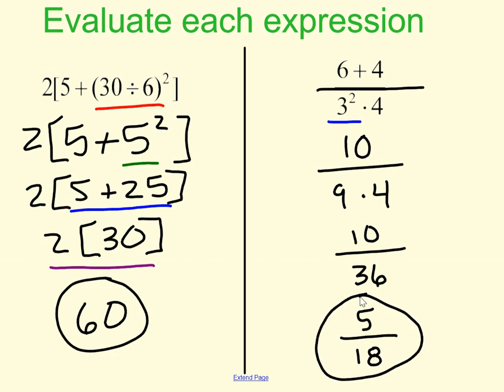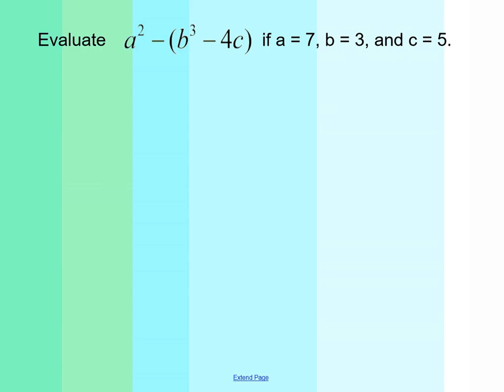Let's move on to our next problem here. It says to evaluate a squared minus b to the third minus 4c if a equals 7, b equals 3, and c equals 5. So in this case, I'm telling you a is 7, b is 3, and c is 5. So anytime I see an A, I'm going to put a 7 there. Anytime I see a B, I'm going to put a 3 there. Anytime I see a C, I'm going to put a 5 there. So let's go ahead and do that.